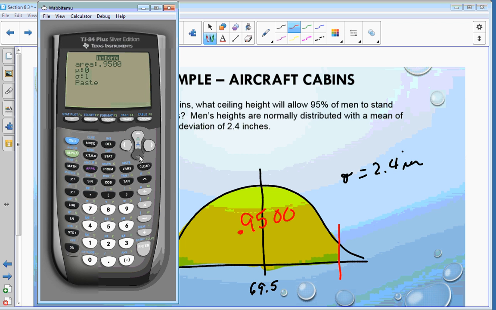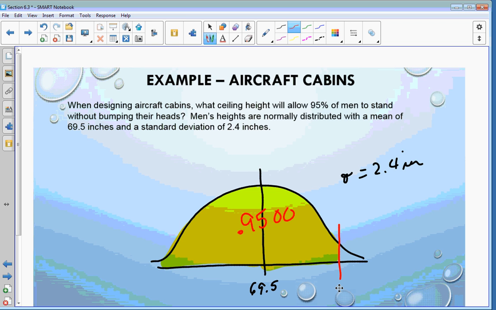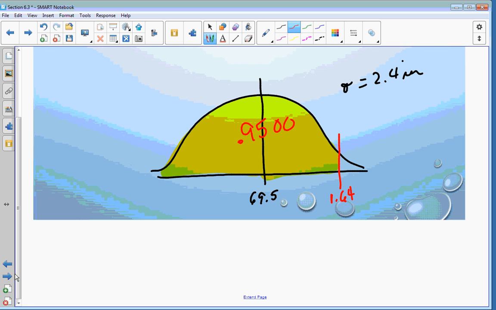I have two options here. I can go ahead and go down and just use my area and hit enter, and it's going to give me my z-score of 1.64. Now that I know my z-score, I'm going to use my formula. Z is equal to x minus mu divided by the standard deviation.